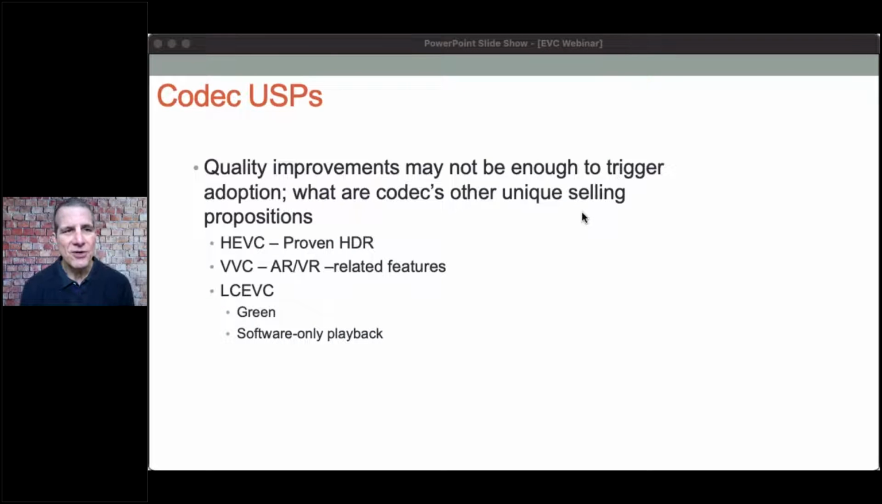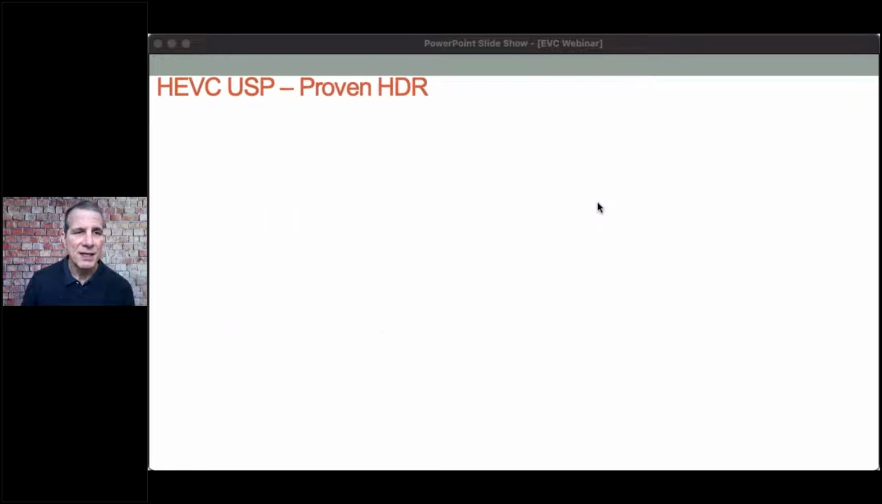So now we're going to look at the codec USP, unique selling proposition, got it right for this slide. And why do we look at that? Because the quality improvements may not be enough to trigger adoption. Sometimes you have to look at some of the other codec unique selling features. We'll look at HEVC, proven HDR capabilities, VVC with AR, VR and related features, and then LCEVC, which is a green codec, which is also playable in software.